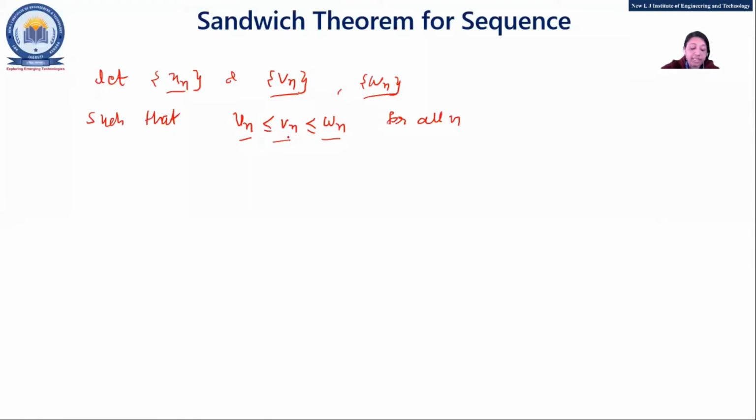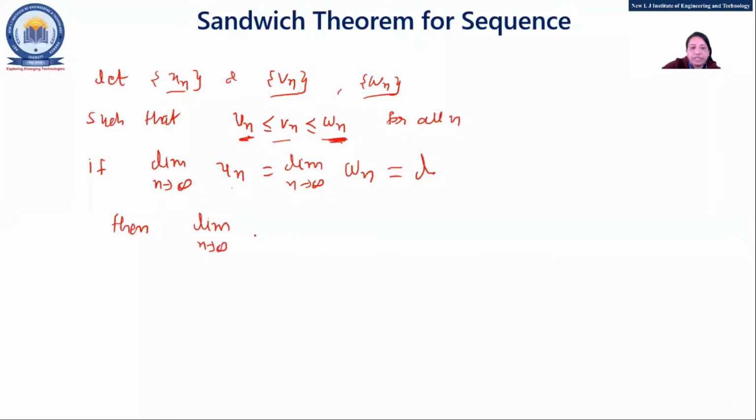If this kind of thing is there, then what can we say? If the limit as n tends to infinity of Un, that means the left side, equals the limit as n tends to infinity of Wn, that means this, both are the boundary. So the limit of Un equals the limit of Wn equals L. Then we can say that the limit as n tends to infinity of Vn is also L. So this is your theorem.